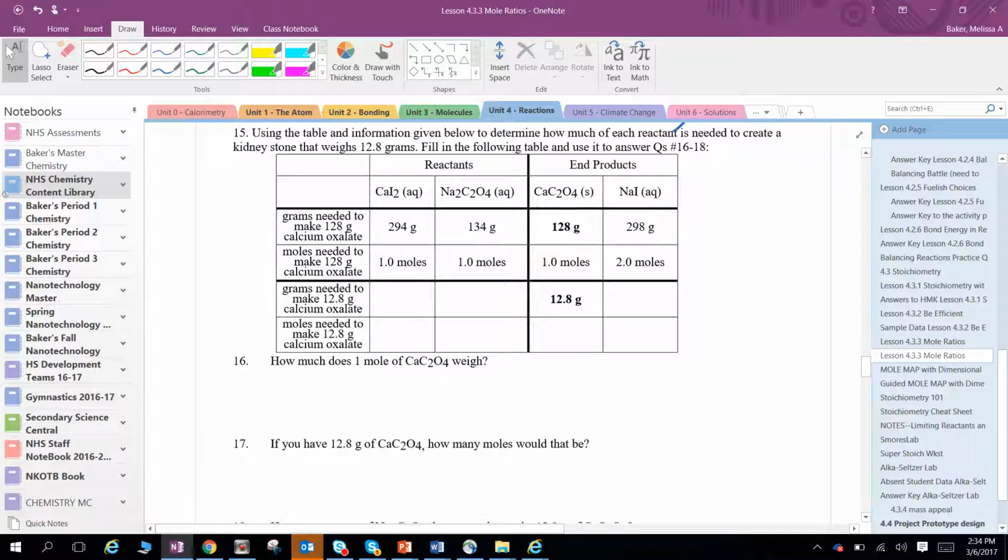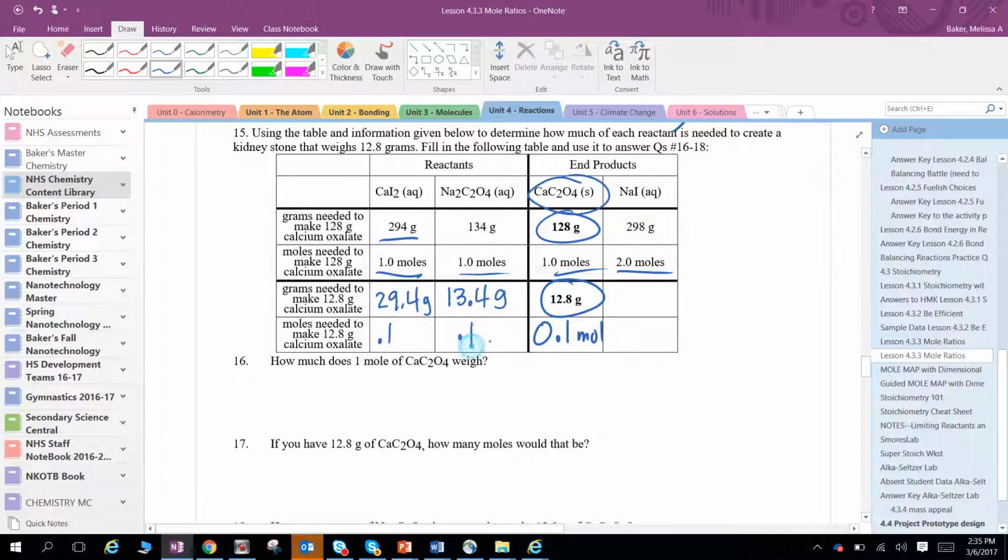Then there's a table and it wants you to determine how much of each reactant is needed to make a kidney stone, because that's what this solid actually is, that weighs 12.8 grams. Fill in the following table. Well, what's nice about this table is we have the amount for 1 mole of everything and 2 moles of the sodium iodide. So if we need to make something that's 12.8 grams, that's 1/10. So we need to make 0.1 moles of that calcium oxalate. So everything is 1/10. 0.1 moles and 1/10 would be 29.4 grams. I'm moving the decimal back one.